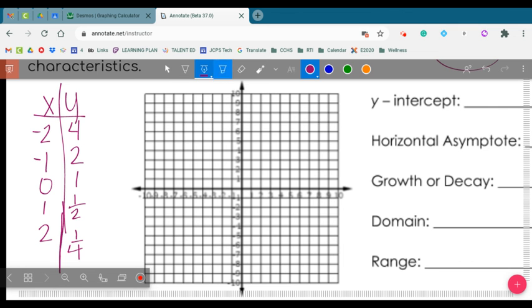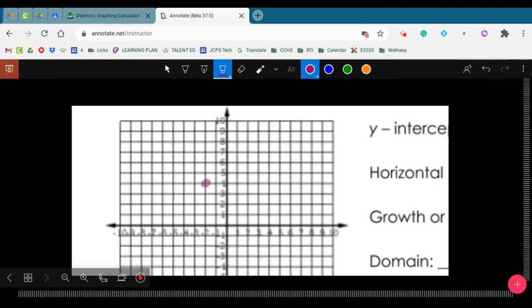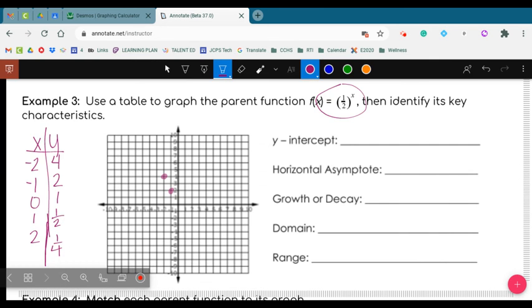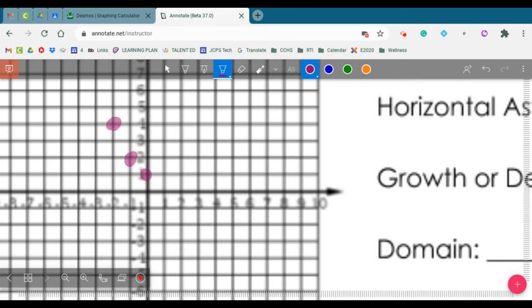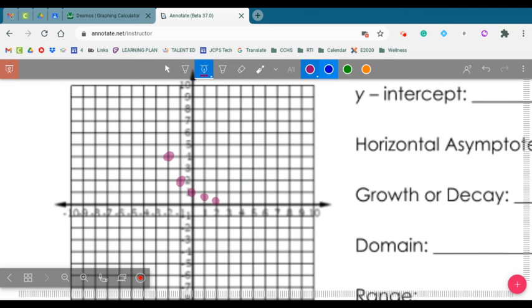I was trying to draw that line. Okay, graphing this. So -2, 4. So over -2, up 4. -1, 2. 0, 1. 1, 1/2. So right in the middle, and 2, 1/4. And then I draw my line.